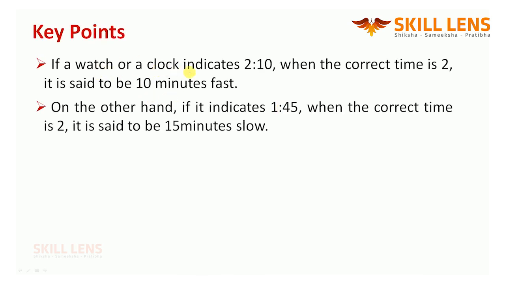If the watch of a clock indicates 12:10, if the correct time is 12, what you're going to say? It's 10 minutes past. On the other hand, if it indicates 1 hour 45 minutes, and the correct time is 2, then you have to say it's going to be 15 minutes slow.